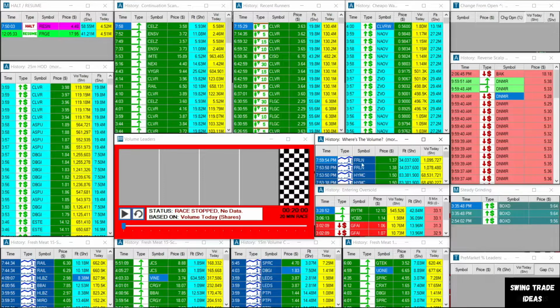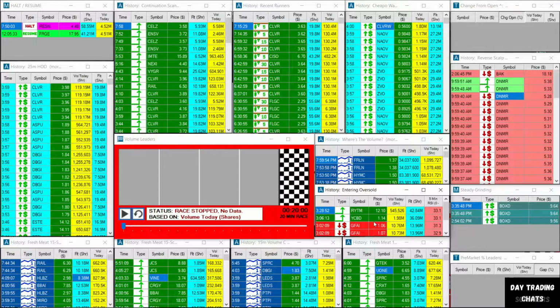This is another scan. Where's the volume? Same idea. It's the same as this, but it's going to show us where the volume is coming into. So you'll see certain names on here. The volume's come in. It doesn't mean that the price action is there as well. It's just saying that there is volume coming into that stock. So I would look for the price action as well, and then again, maybe mark support, resistance, things like that.